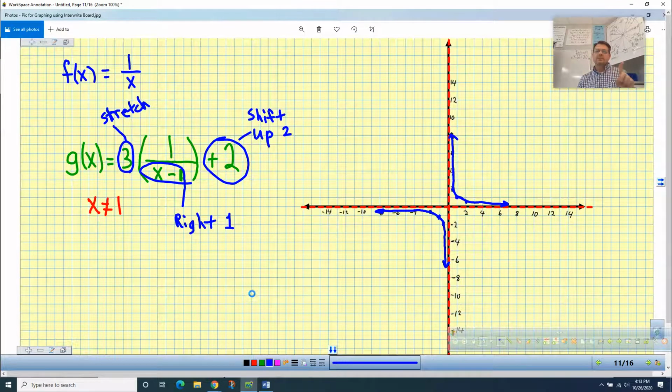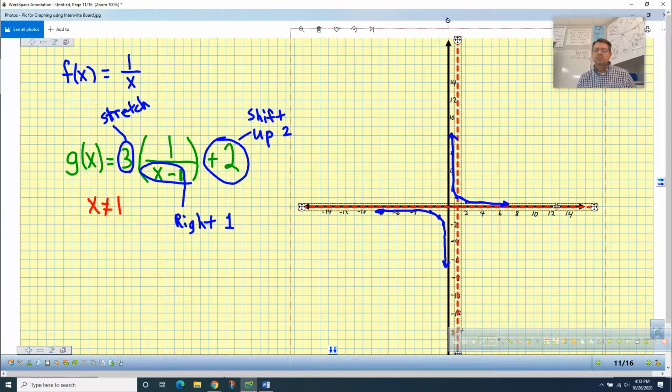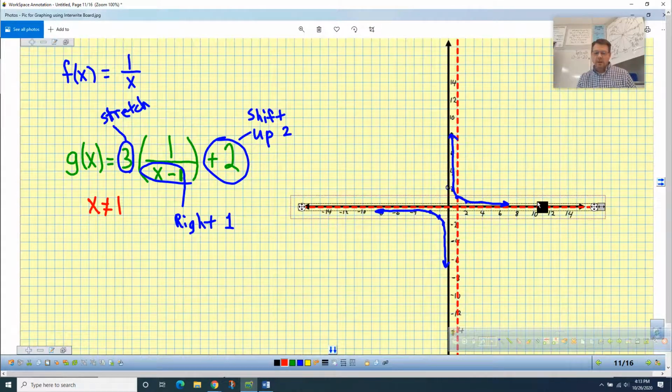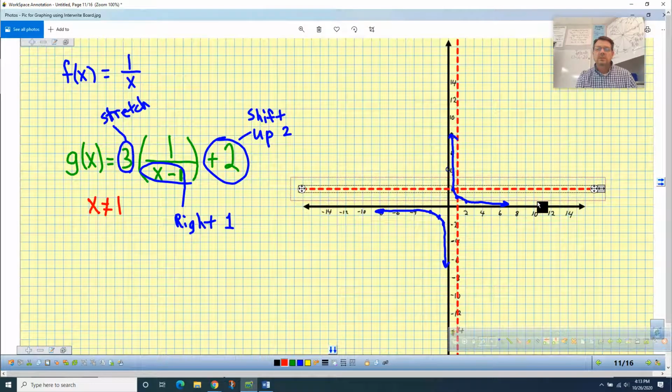So, all right, first thing I always said, we said to do what? Graph your asymptotes first. Okay, so we're going to take our parent function right here, and we're going to shift our asymptote. We're going to shift that guy over 1 unit to the right. And then what are we going to do to the horizontal? It says shift up 2. So I'm going to take my horizontal and shift it up 1, 2 units.